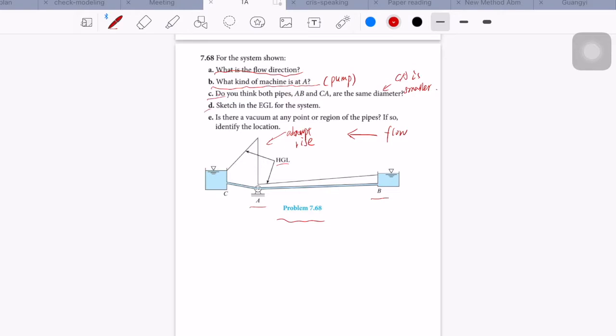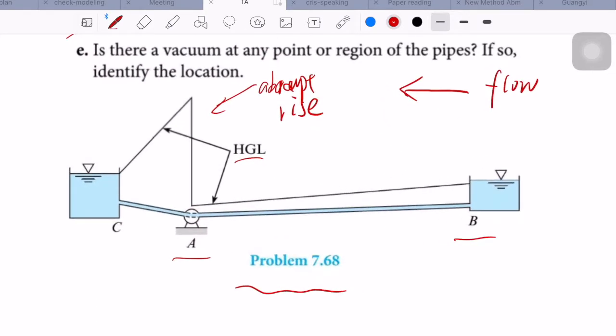And D, we need to sketch an EGL for the system. And we'll sketch the EGL from B to A to C.